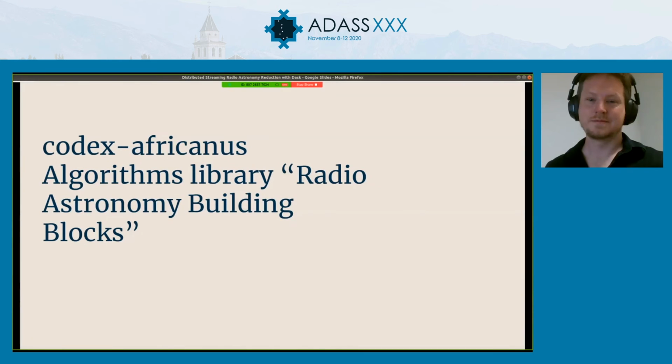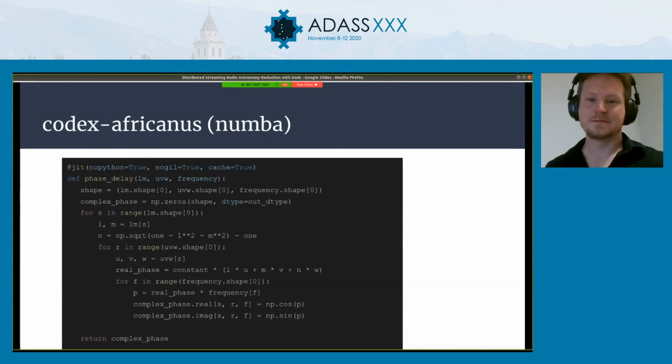Now that we've got our data access layer, we then build algorithms on top of this. So we've got a codex-africanus algorithms library. The idea here is that one implements solutions to a chunk, like a chunk of the Dask array or a chunk of the algorithm. For example, here I've displayed a phase delay implementation accelerated to C++ or Fortran speeds with numba. But the idea is that one just takes in NumPy arrays, LM, UVW, and frequency, and returns a NumPy array, i.e. the complex phase.